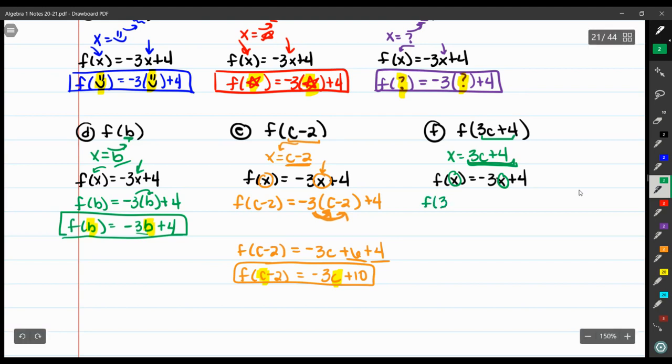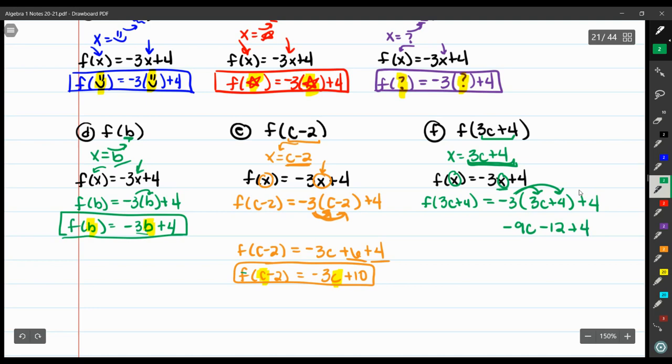So f of 3c plus 4, that's what we're doing, is going to be equal to negative 3 times, instead of an x, we get to write 3c plus 4 because that's what x is the same as. We're replacing x with something else. It's got lots of things, but it's still being replaced. And now we can kind of clean this right side up. So negative 3 times 3c makes negative 9c. Negative 3 times 4 makes negative 12.